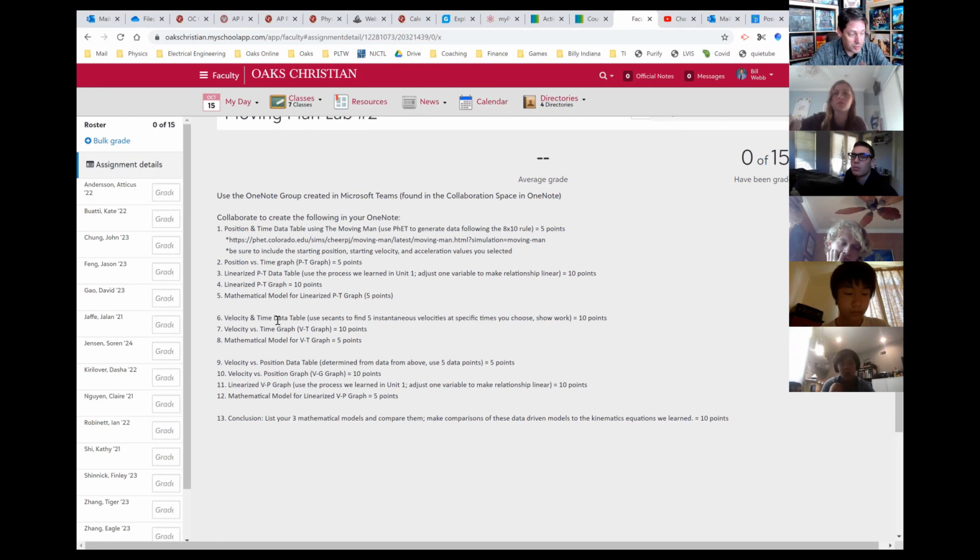So you need to use the curved position time graph, and you're going to need to use secants or tangents to find 5 instantaneous velocities at specific times. And you're going to show your work for that. You don't necessarily have to draw the secants on, but you need to show the math that you're using to determine those midpoints. Because like Jalen said, if you use secants, you find the slope of that, but then you're also going to have to find the midpoint to know what time we're talking about for that instantaneous velocity.